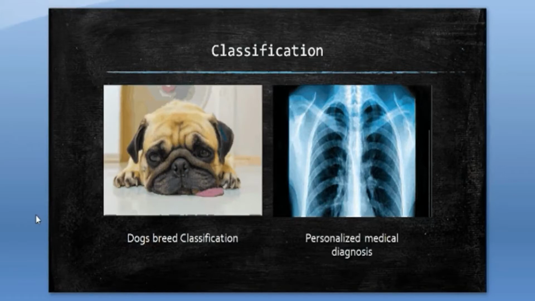The second example is personalized medical diagnosis. If I have data of a patient, I can use this data and train a model to find if this person has a certain disease or not, without the need of a doctor, which is very interesting.